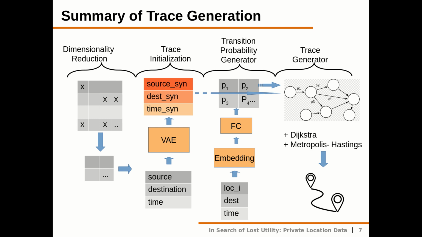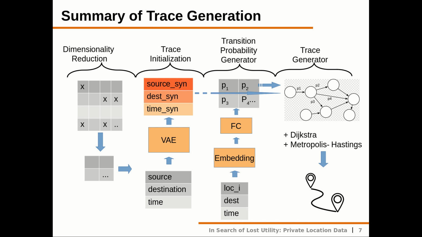So this is also a deep learning model with a word embedding layer in it and a fully connected layer, or maybe two. The input is your current location, your destination, and the time of the day. The output is a probability distribution over all locations in your input space. So, using the generated synthetic source, destination, time and the transition probability, we build a graph. It's a full graph. So, between any points, there is a probability to move from one to another.